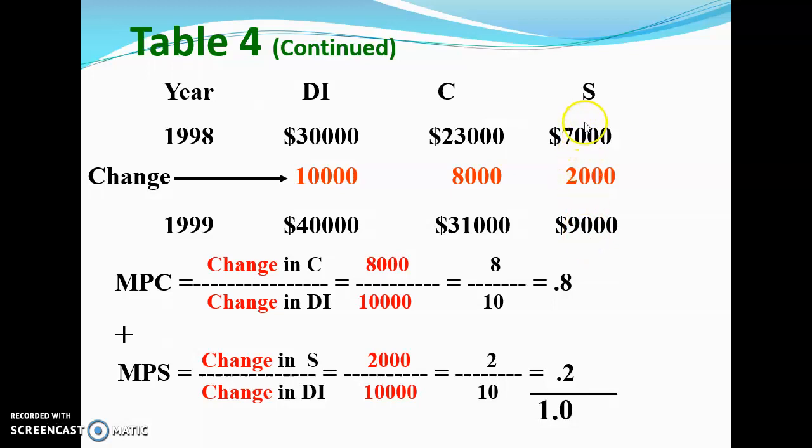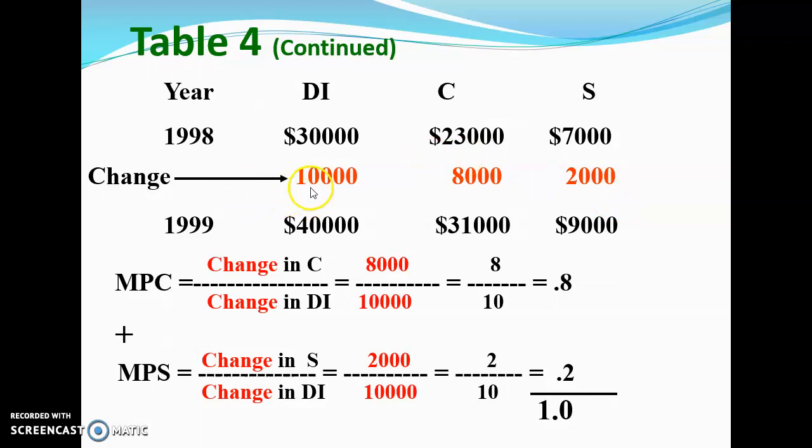So the change among these values. How can we find out the change? We have to find out the difference between the second value and the first value. Now the second value is 40,000, the first value is 30,000. 40 minus 30, the answer is equal to 10,000. The second value in terms of the consumption was 31,000, and the first value is 23,000. The second value minus the first value, the answer is equal to the change. So whenever you have to find out the change in terms of a macroeconomic variable, you have to use the formula: second value minus the first value.